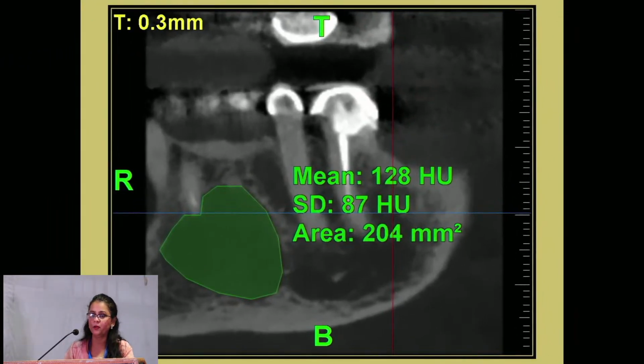Sometimes I just play with the tools. I see the HU units, though the HU units are not what we have read about in CT. But there is a difference in the grayscale values also.